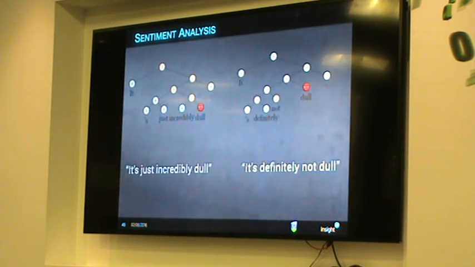You can see here that the Stanford recursive neural network, which is trained on movie reviews that come from Rotten Tomatoes, actually does an extremely good job at sentiment analysis. So you can see here we've got one sentence, "it's just incredibly dull." It's finding that that's actually a negative sentiment. And then if we reverse it, "it's definitely not dull," it also gets that correct.